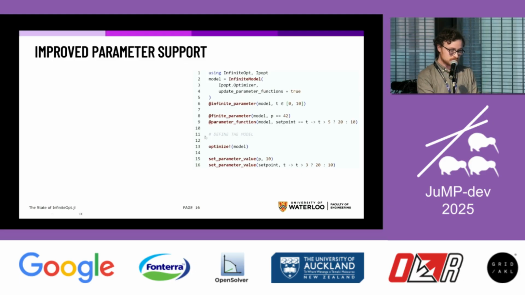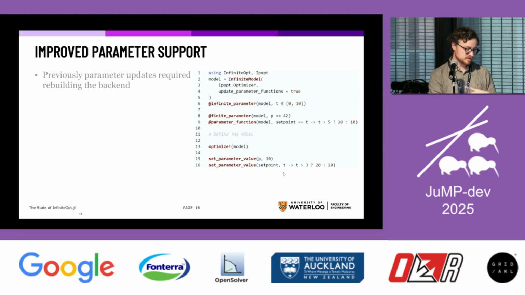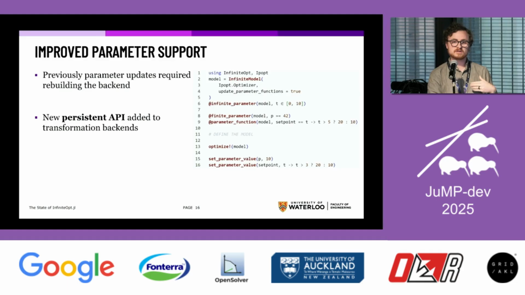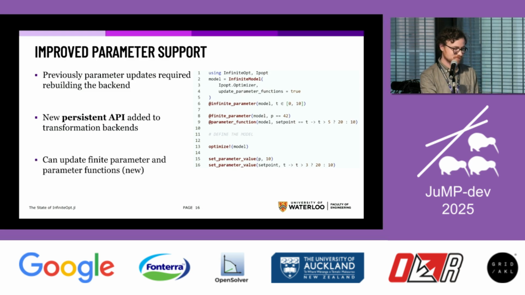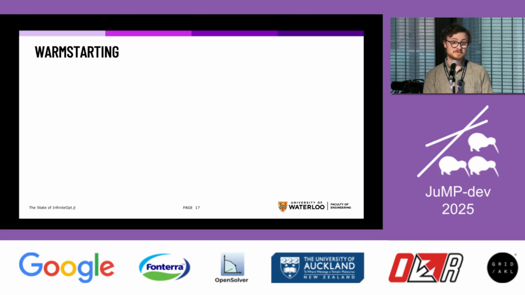And so what we have now is we use the set parameter value from JuMP that allows us to update these, and we can update these in such a way that we no longer have to rebuild our backend. So we can have a persistent transformation, just do some minor updates, so we can try to keep our solver in memory and enable much more efficient resolves, which will become important in a few slides when I talk about NMPC a little bit.